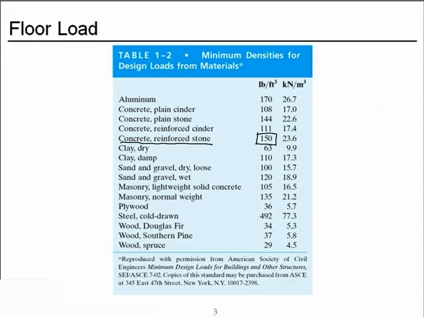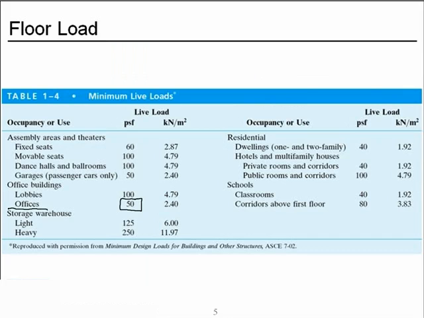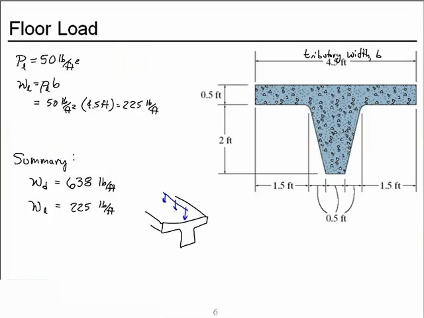To begin, we need to know what the density of reinforced concrete is, and for normal weight, that's 150 pounds per cubic foot. We combined that with the cross-sectional area of the section, found that the dead load, resultant line load acting along the length of the beam, is 638 pounds per foot. To get the resultant live line load, we need to know what the occupancy is, what the use of the structure is. And for an office, we found that to be 50 pounds per square foot surface pressure. Combine that with the tributary width, and we found that the live resultant line load is 225 pounds per linear foot.